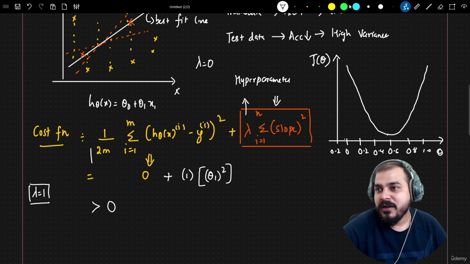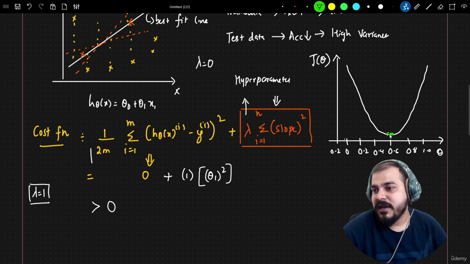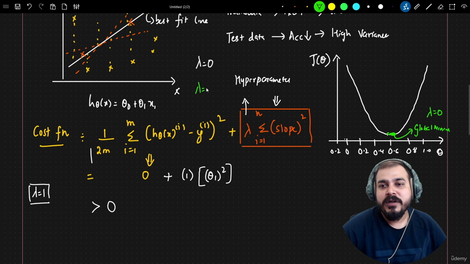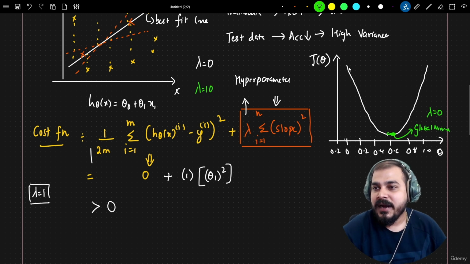So this is basically my global minima. I hope this is my global minima. So let me say that, okay, this is my global minima, and this is when your lambda is equal to 0. Now let's say I increase my lambda to 10. Now what will happen is that I will get a new line which will look something like this.